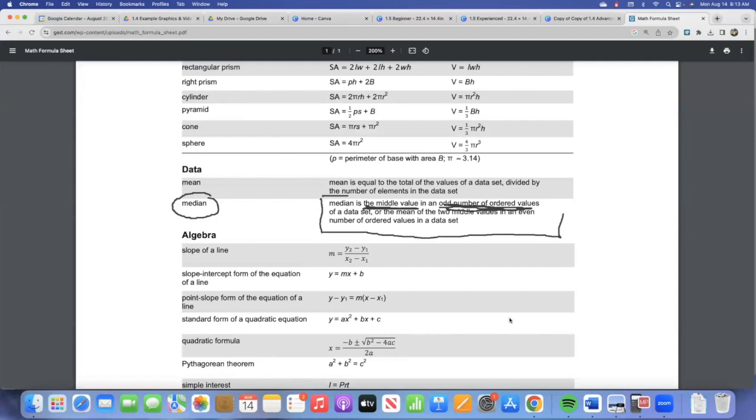A middle value in an odd number of ordered values. So let's just imagine that we had some odd number of ordered values right here. So there's an odd number. There's 5 of them, right? 1, 2, 3, 4, 5.